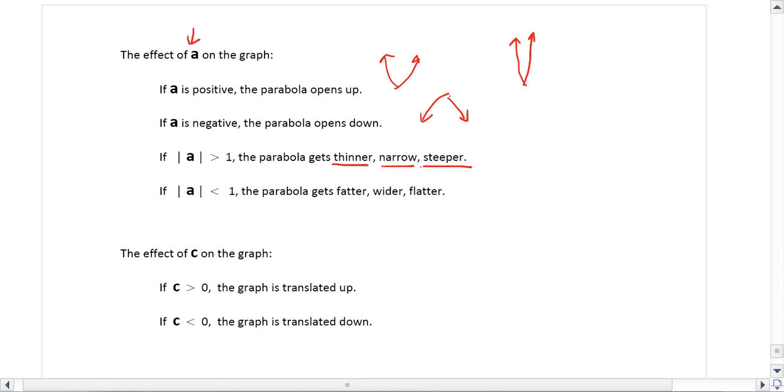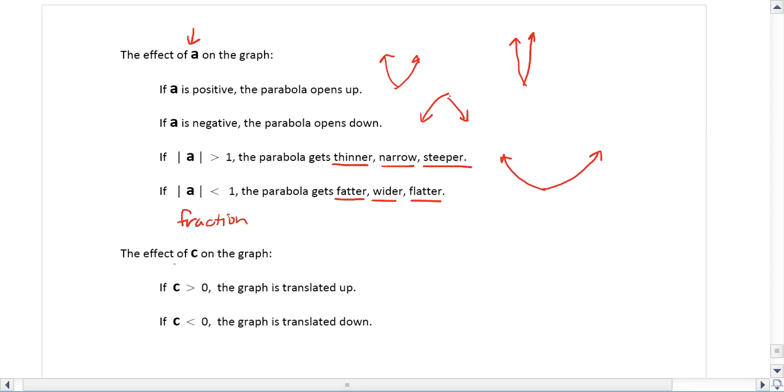And then if the absolute value of a is less than 1, that is if a is a fraction. Okay, I'm not saying that it's negative. I'm saying that the absolute value is smaller than 1, like a fraction, 1/2, 1/3. This makes the parabola get wider, fatter. Your book uses the word flatter. So the parabola opens up wider like this. And I think they say flatter because they're kind of squishing it. So please know those terms.